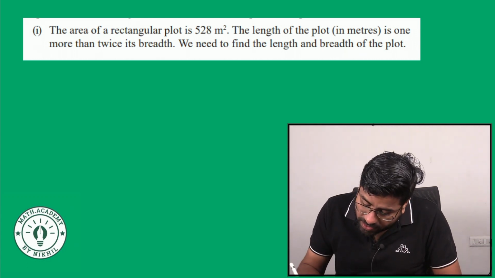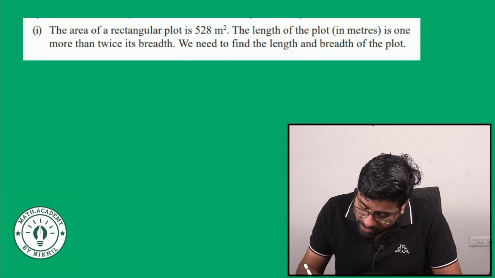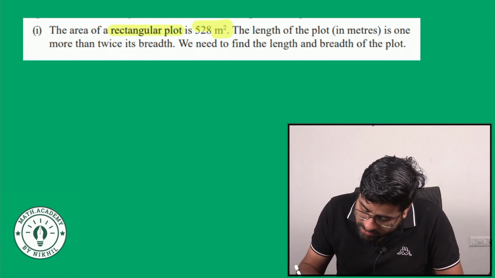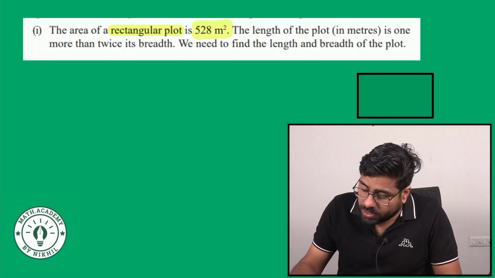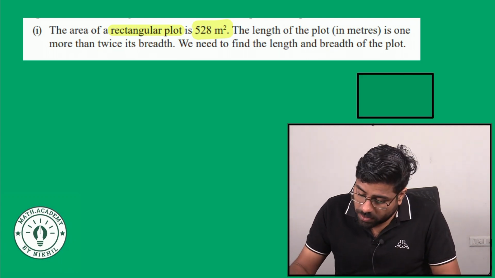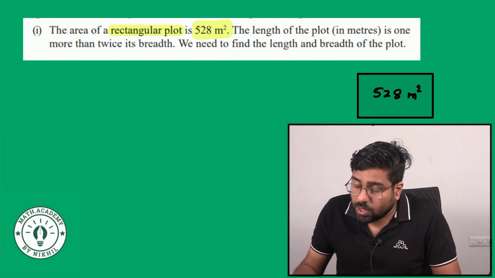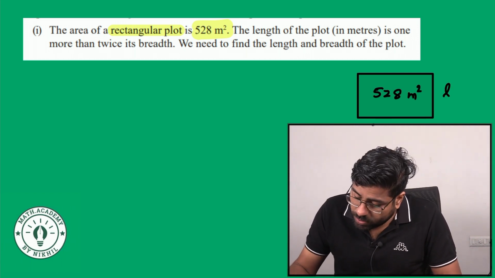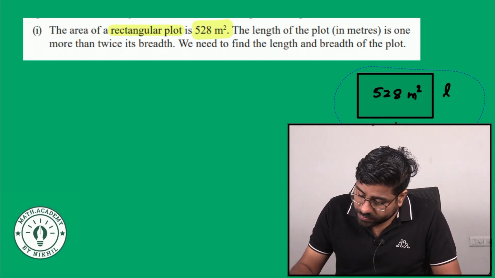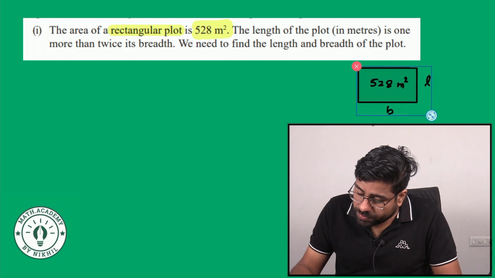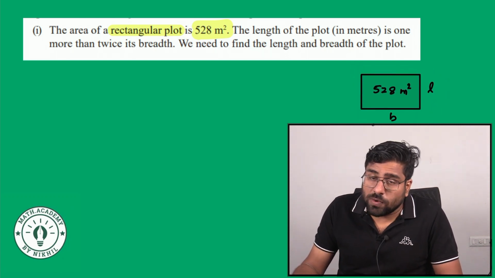The area of a rectangular plot is 528 meters square. That means I'm having a rectangular plot and its area is 528 meters square. If I represent it visually, I'm going to have this rectangular plot and the area is equal to 528 meters square. Now we know the basic equation is going to be length into breadth, and this length into breadth is going to be equal to 528.